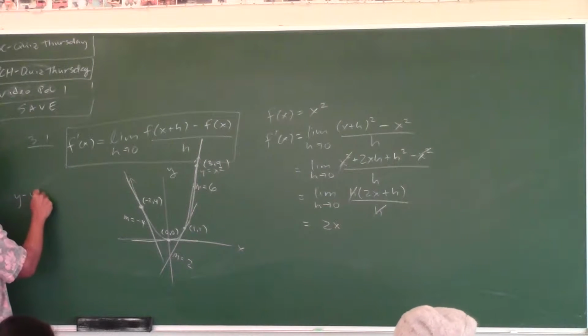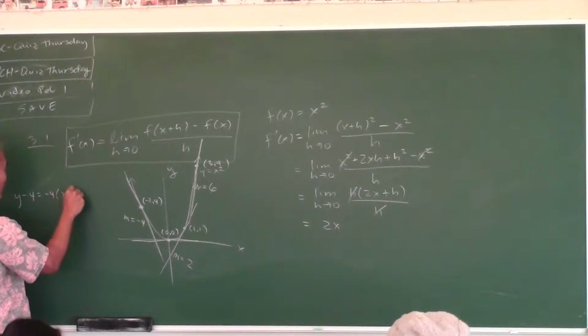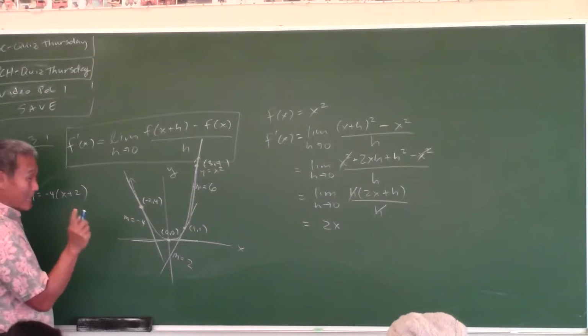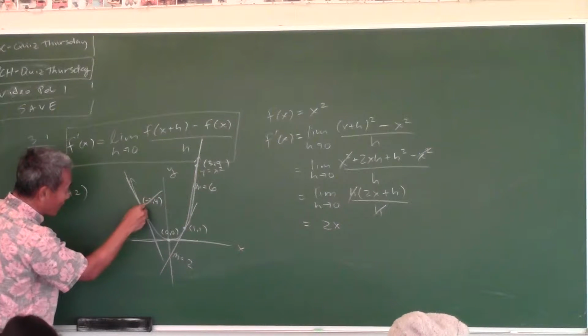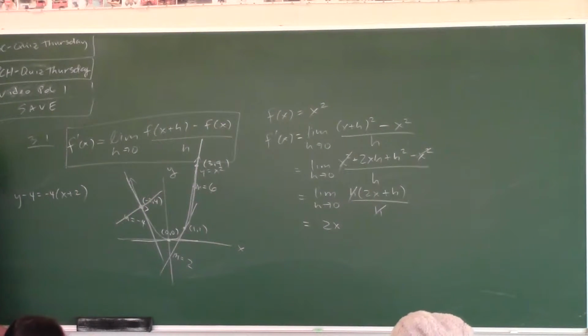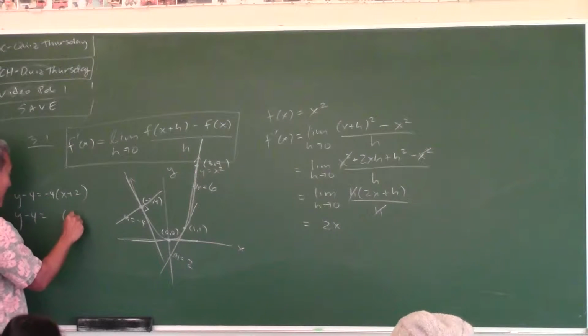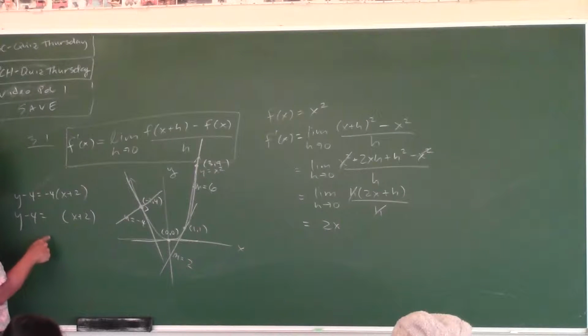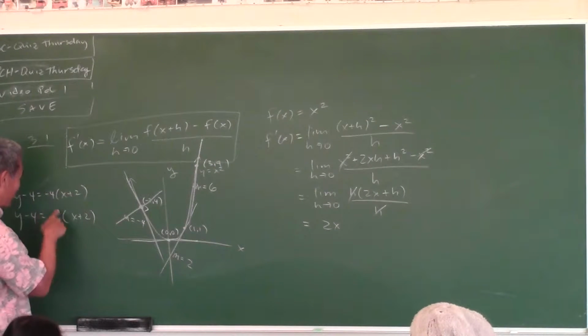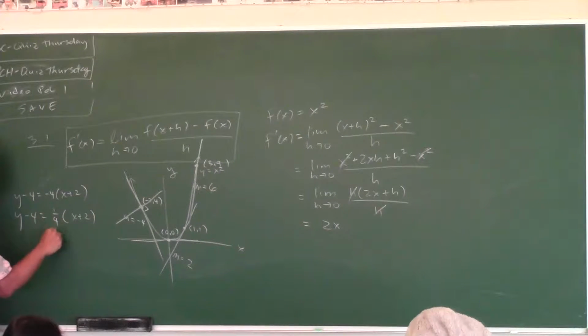Y minus 4 equals -4 times x plus 2. So that's the tangent line. What about the normal line that's perpendicular to that? What's the equation of that? Same thing, except the slope is the reciprocal. No, not the reciprocal. The negative reciprocal. So instead of -4, it's 1/4. That's correct. That's the equation of the normal line.